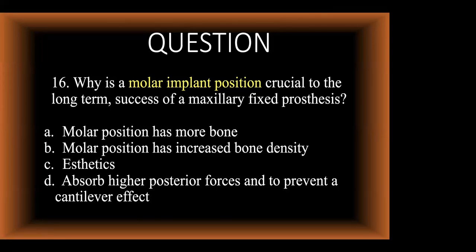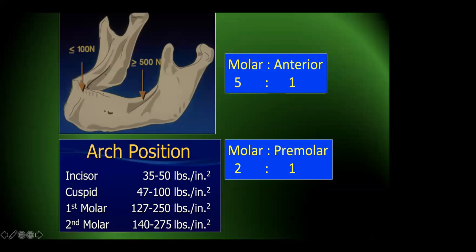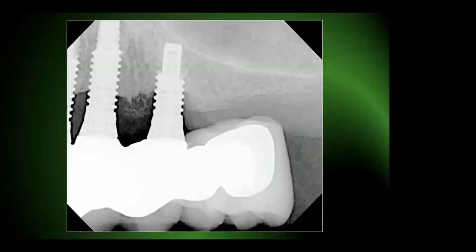And our answer is very good. Excellent. D. 99% of you got it right. Why is that? Well, remember the amount of force, the ratio is 5:1, the molar to the anterior. That's why the surface area of the molar is so large. Also, if you look at the molar to the premolar, it's 2:1. So we want something back in the posterior to counteract the forces.